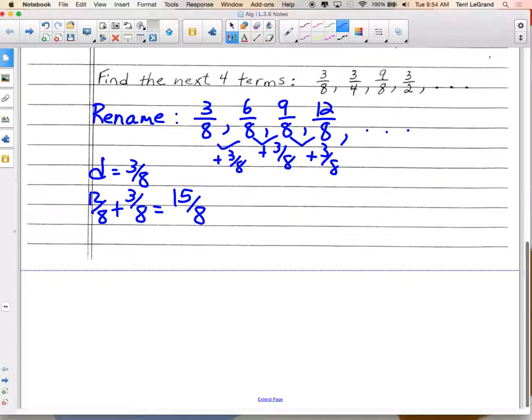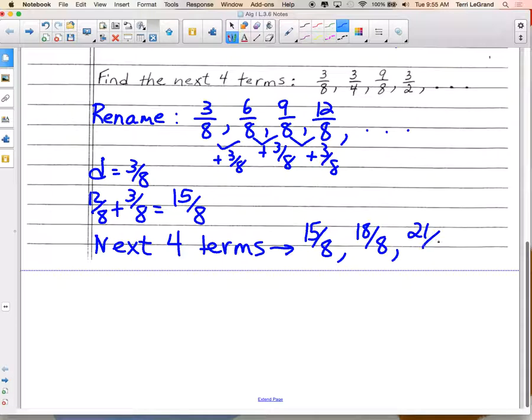So, we're going to say the next 4 terms. And we're just going to list them. What are they? Well, we just found that one, 15/8. What would the next one be? 18/8. The next one, 21/8. And 24/8, because they wanted us to find the next 4.